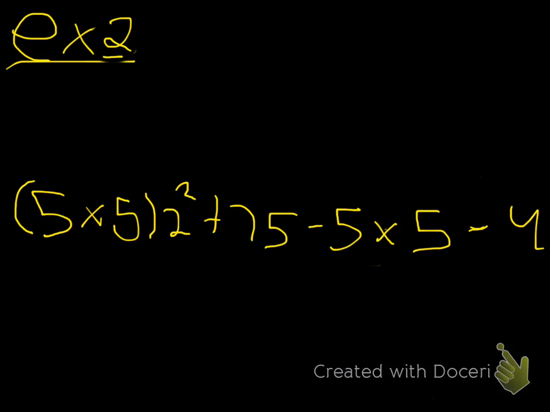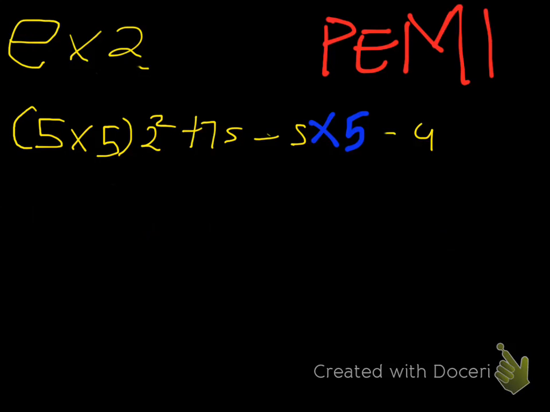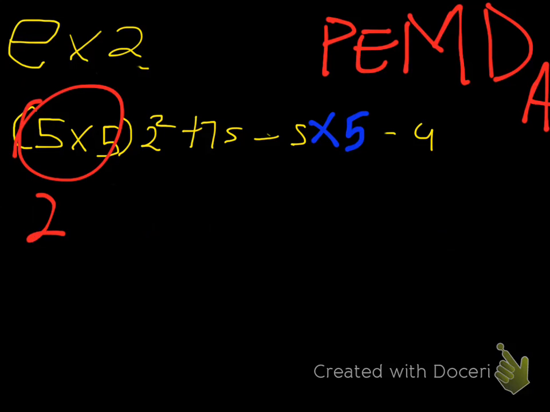Okay, so now we're going to start with example 2. Example 2 is parentheses 5 times 5, close parentheses, 2 with the exponent of 2, plus 75 minus 5 times 5 minus 4. So first, you have to start with the parentheses. Do you have any parentheses? Yes, you do. So you multiply the 5 times 5 and you get 25. And then just add the rest of them.